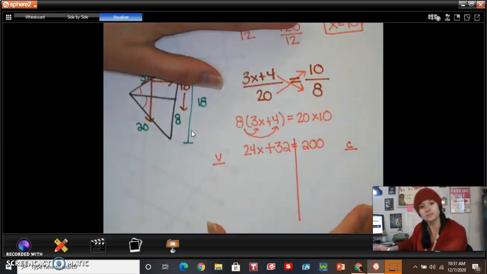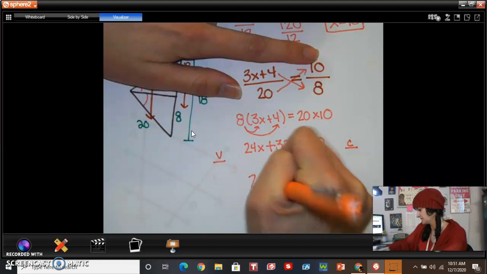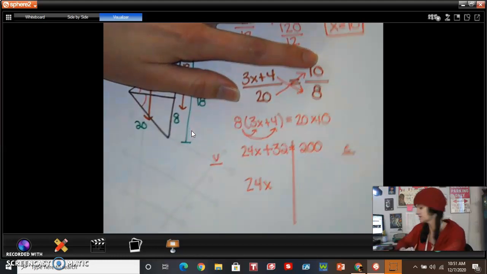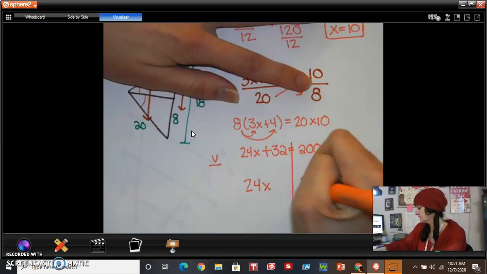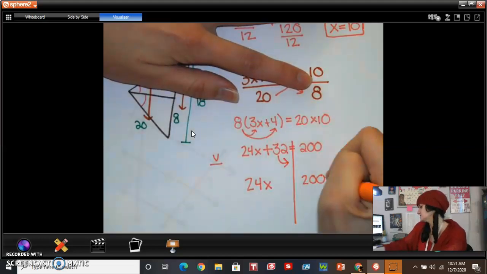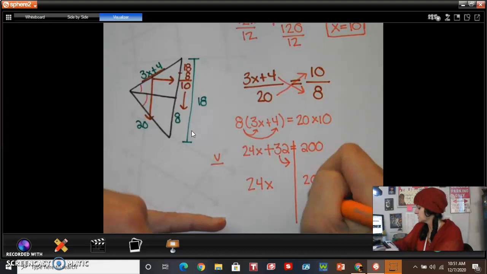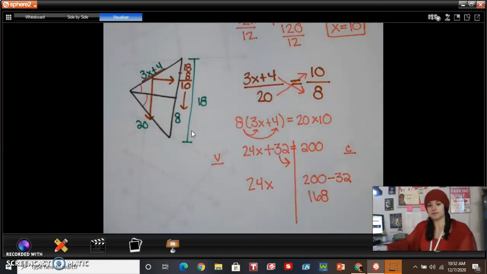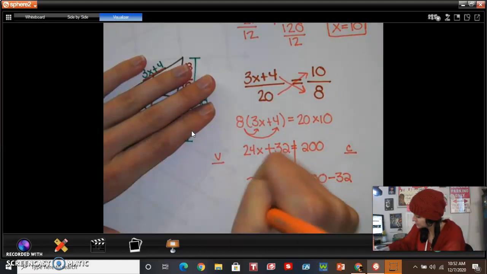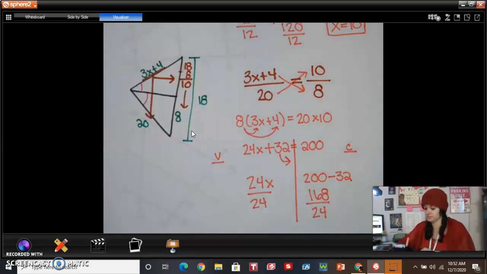We have our variables and constants again. So our only variable, we have 24x, and it can stay the same because it's already over there on the variable side. On our constant side, we have a 200 over there. We need to move our 32, so it needs to turn opposite. So now we're going to do 200 minus 32 gives 168. Now to solve for x, we divide by 24, and we get that x equals 7.